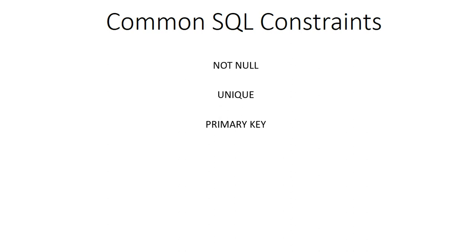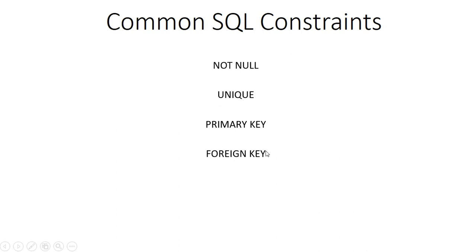Some love to call them attributes, some love to call them fields. So a primary key uniquely identifies each record in a table. I will show you when we have used it. So primary key ensures entity integrity.